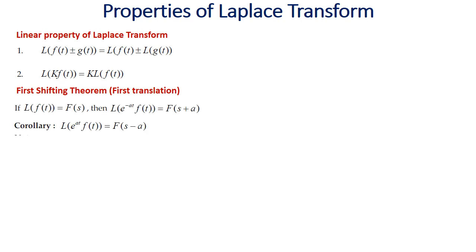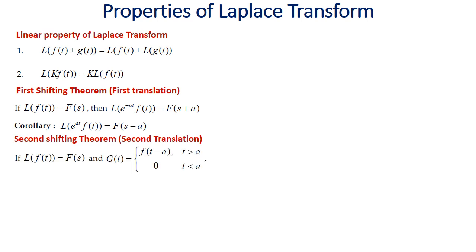The next is the first shifting theorem. If L of f(t) is equal to F(s), then L of e to the power of minus at f(t) is equal to F(s plus a). And L of e to the power of at f(t) is equal to F(s minus a), similar to that of e to the power of minus at.